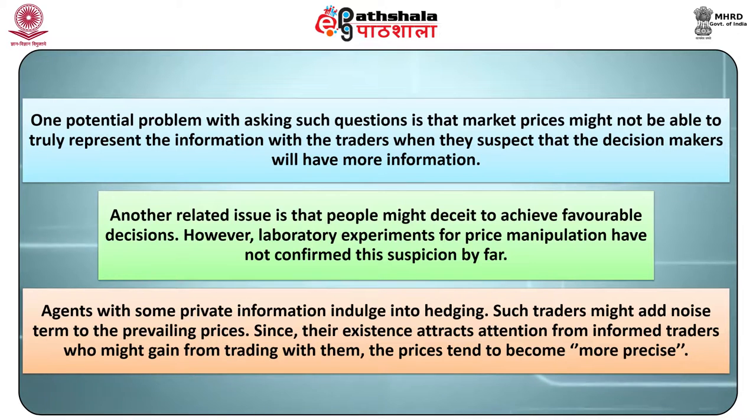Another related issue is that people might try to achieve favorable decisions by manipulating prices. However, laboratory experiments on price manipulation have not confirmed this suspicion so far. A theoretical model can be formed by adding agents who are concerned about the market price to standard market microstructure models. Agents with some private information indulge in hedging. Such traders might add a noise term to the prevailing prices. Since their existence attracts attention from informed traders who might gain from trading with them, the prices tend to become more precise.